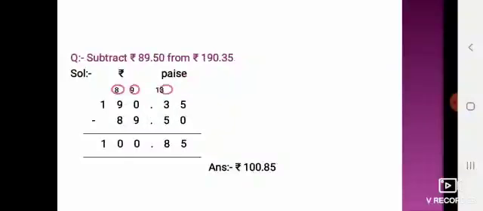Similarly, we'll subtract. Here we are having 190.35 and 89.50. We have written these two amounts in columns. Now we'll subtract. After subtraction we have got 100.85. So the difference of these two is equal to 100 rupees and 85 paise. Right. So it's just like the addition and subtraction of decimal numbers.